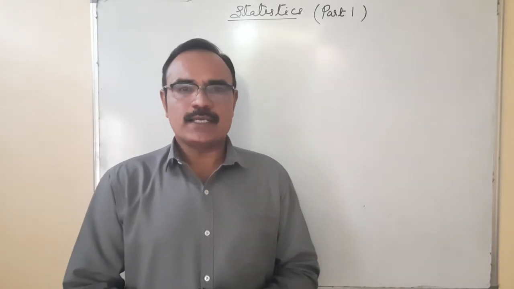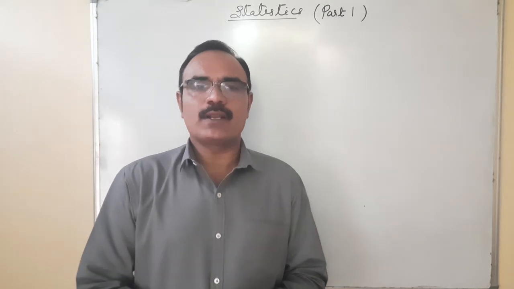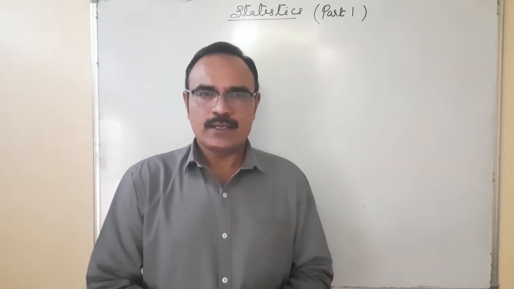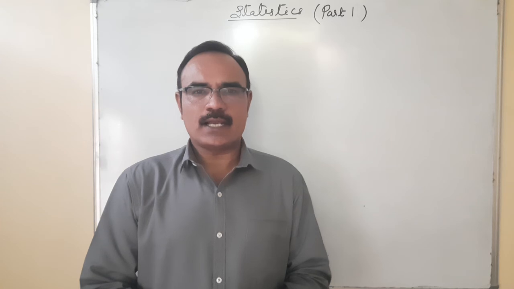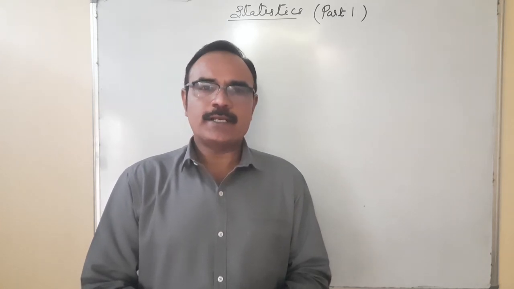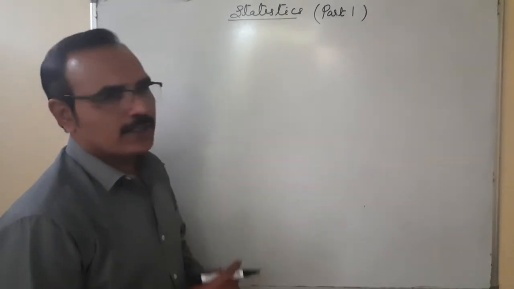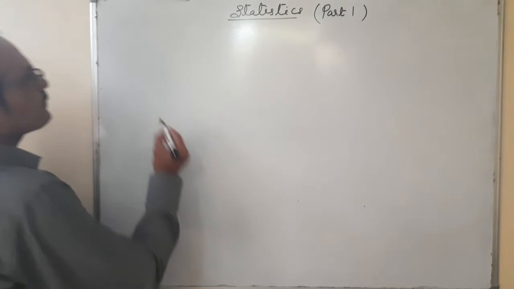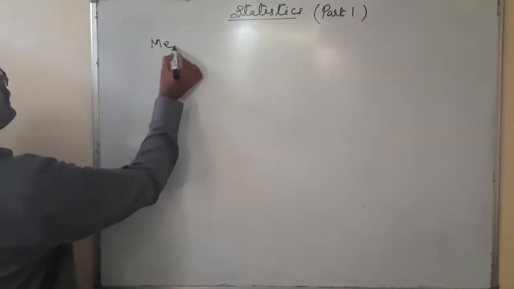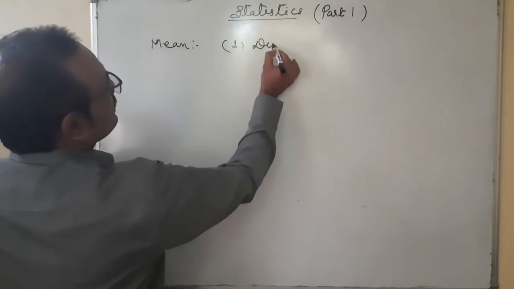By the way, in class ninth there is a single method to find the mean: sum of all observations upon number of observations. Here some grouped data are there in class interval form, so we are using a formula and we have three different methods for finding the mean. Number one, direct method.